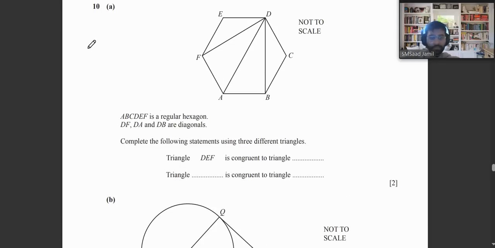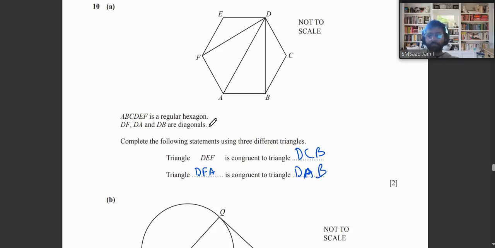Triangle DEF is congruent to triangle DCB. So I'll just write down DCB. Then it says we have to give another statement. Complete the following statement using 3 different triangles. So we can use DFA. DFA is congruent to DAB. DAB for you guys.